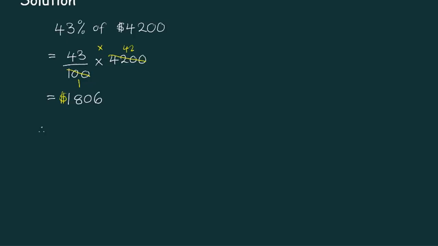Okay, so now to calculate the resale value, since it's a percentage decrease, we'll be saying 4,200 minus 1,806, and this will give us 2,394 as our solution in example 2. Right, so that is simply how we can increase or decrease a quantity by a given percentage. A very simple thing for us to do.